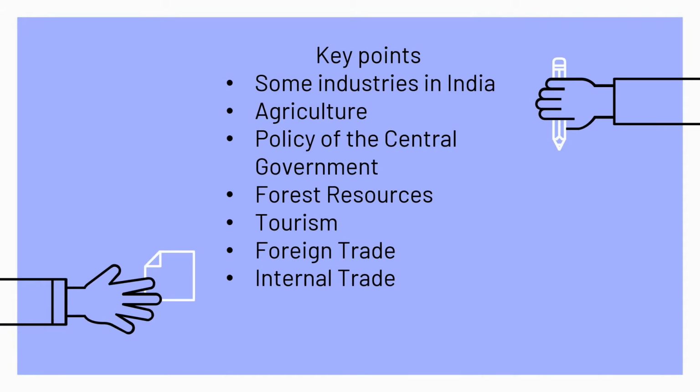Some key points of the chapter are: we are going to be studying some industries in India, the progress done in agriculture, the policy of the central government towards the industries and agriculture. We are also going to be looking at the forest resources that are available in India and what the uses of it are. We are going to be looking at tourism, foreign trade and internal trade. So let's get started with the lesson.